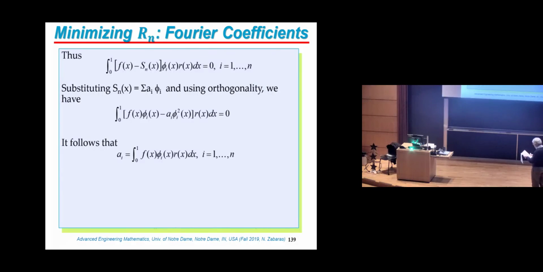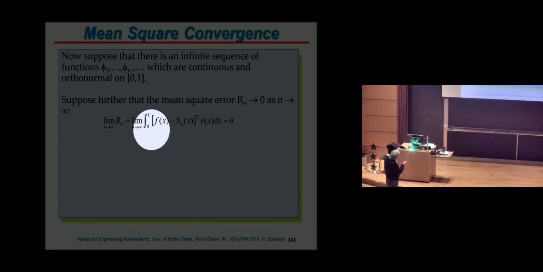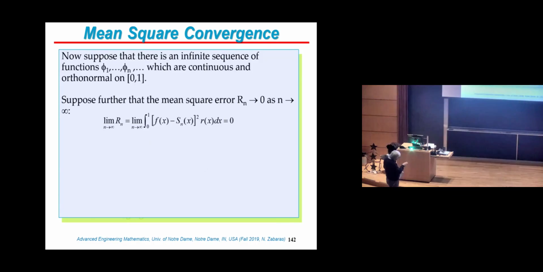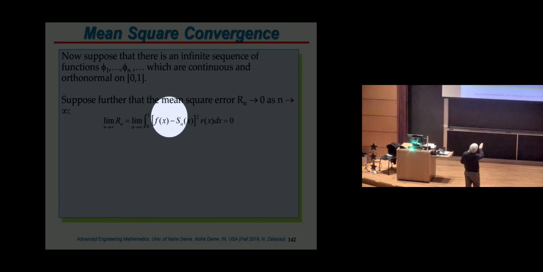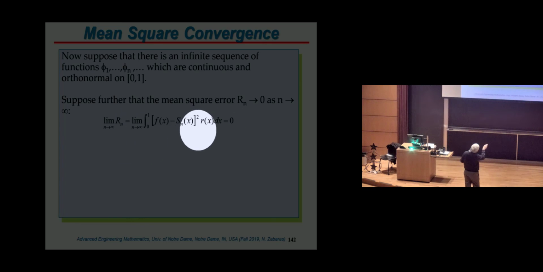Now, let me just go to slide 142, just to tell you one big important statement, and then we're done. Effectively, if you use n terms with n going to infinity, you can approximate, in this mean square sense, any function f of x. The mean square error is minimized. It is a mean because you average the error over all x's, but you also weight it with r.